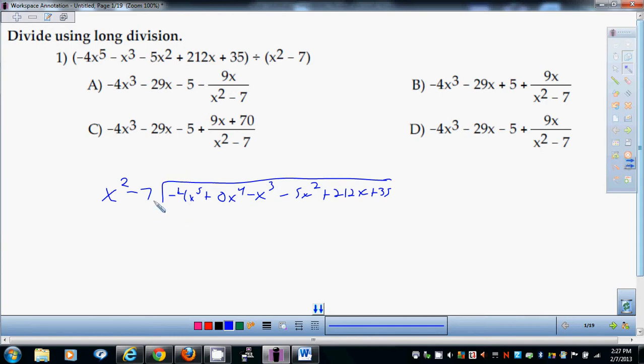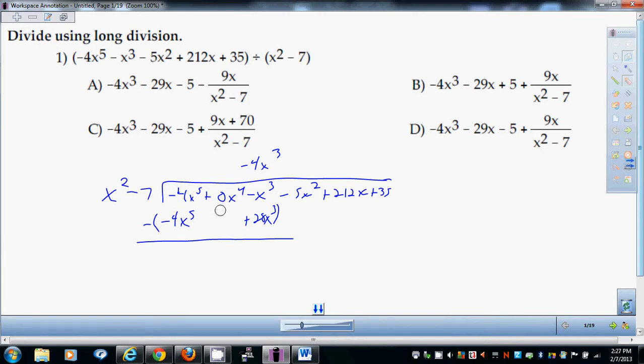Alright, negative 4x to the 5th divided by x squared is negative 4x cubed. Multiply that back through, you get negative 4x to the 5th plus 28x cubed, minus, with your parentheses, negative 4 plus 4 cancels. Well, that doesn't need to come down because it was just a 0. Negative x cubed minus 28x cubed is negative 29x cubed. Negative 29x cubed divided by x squared is, let's see, negative 29x.